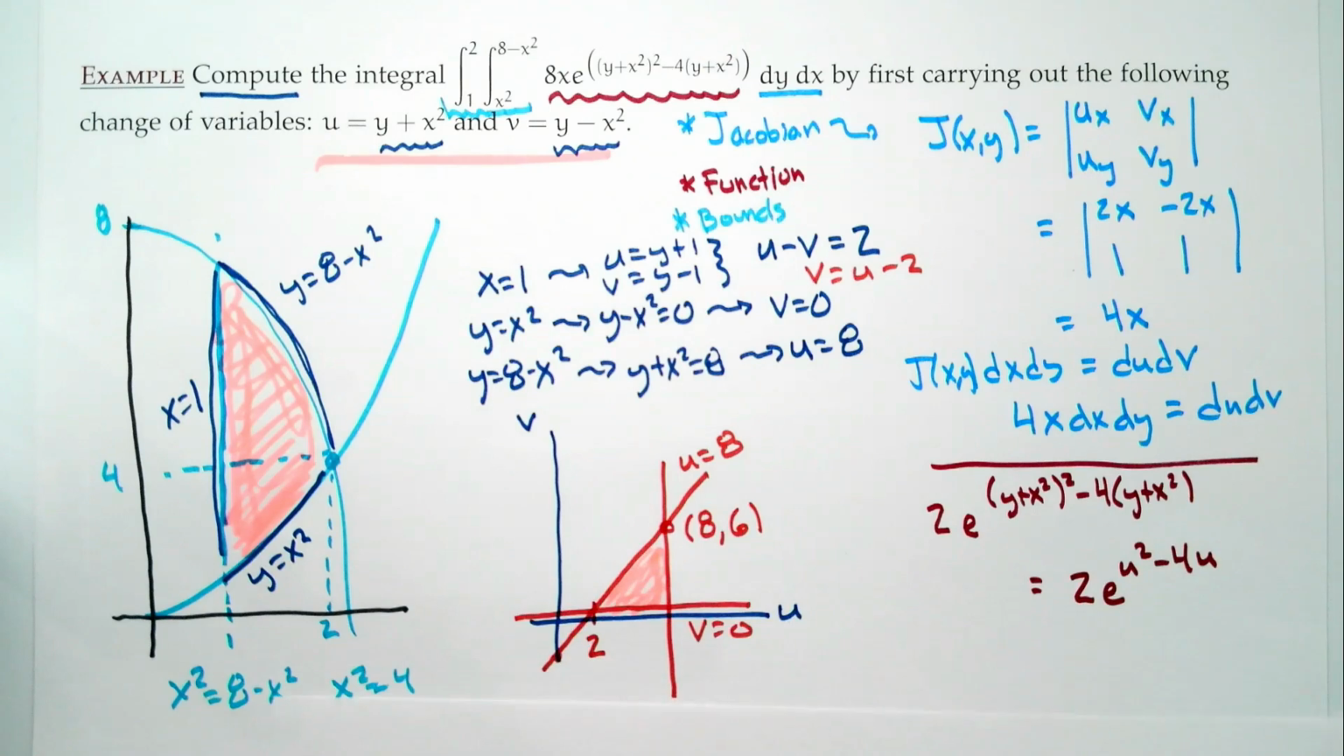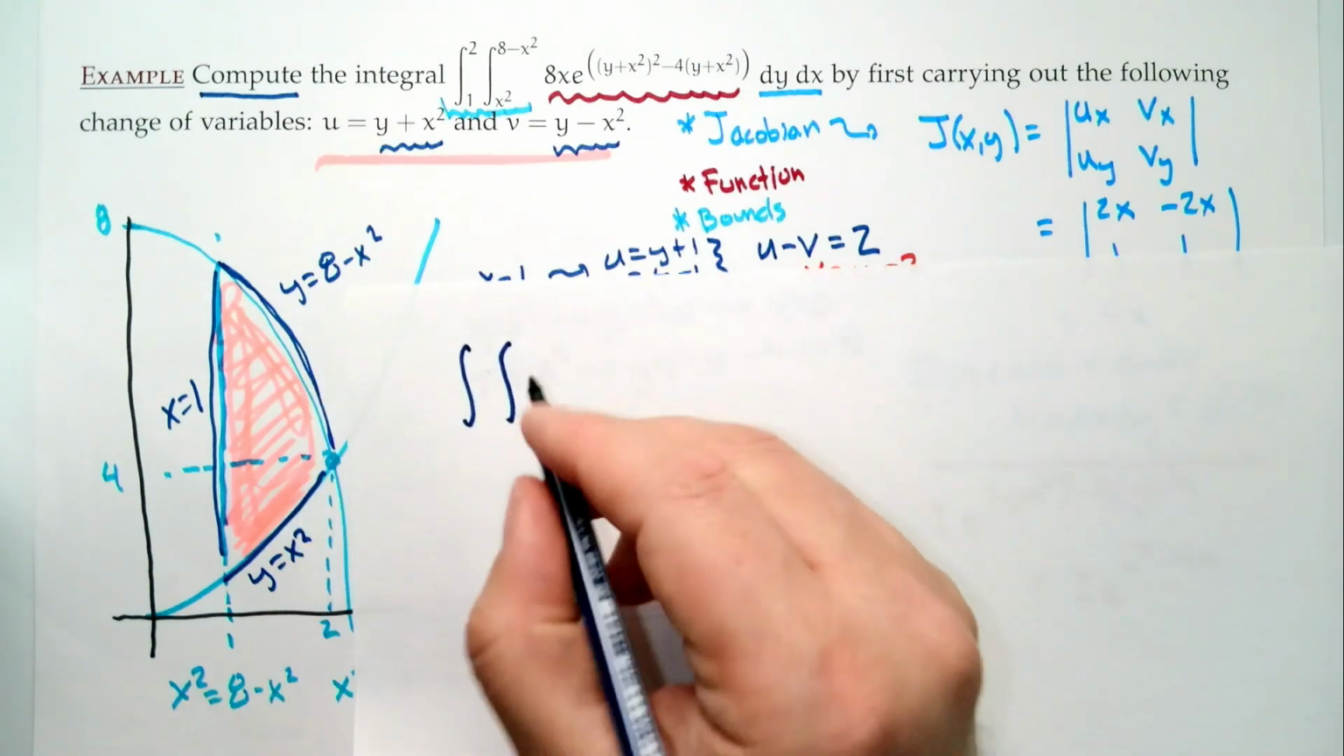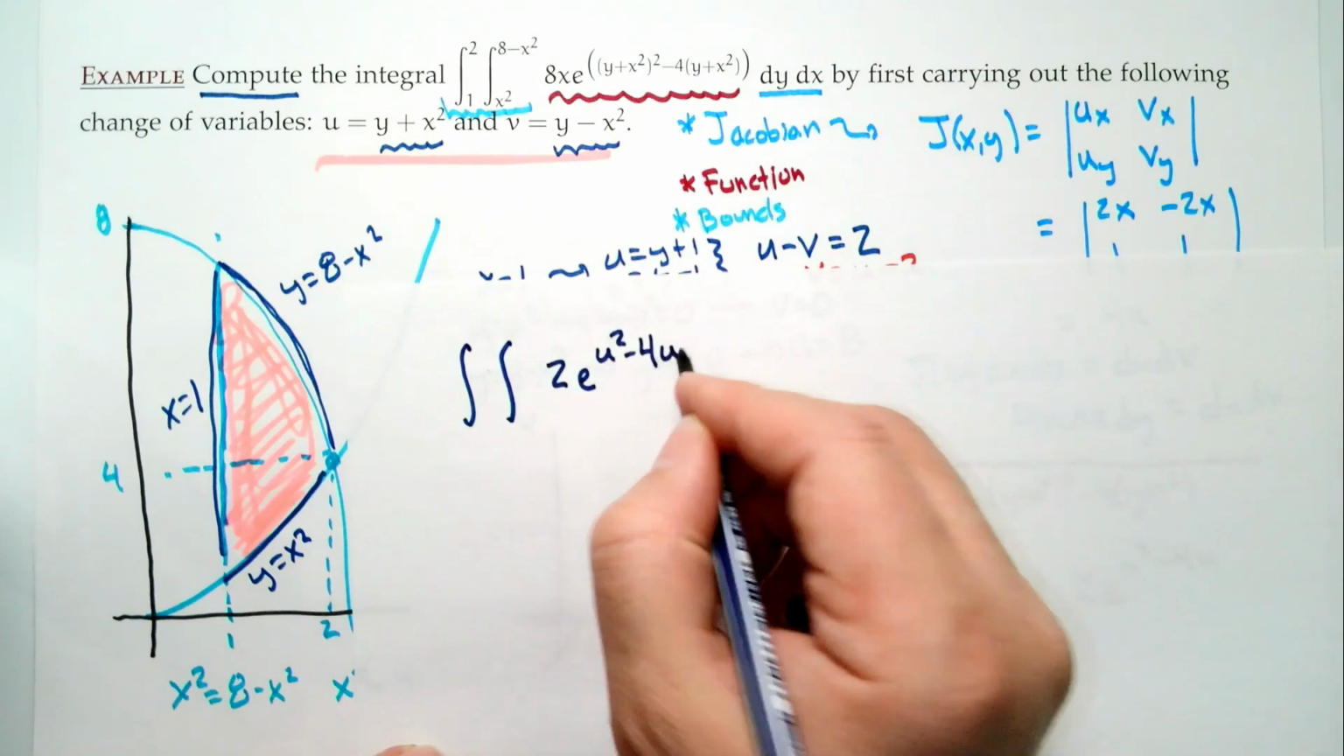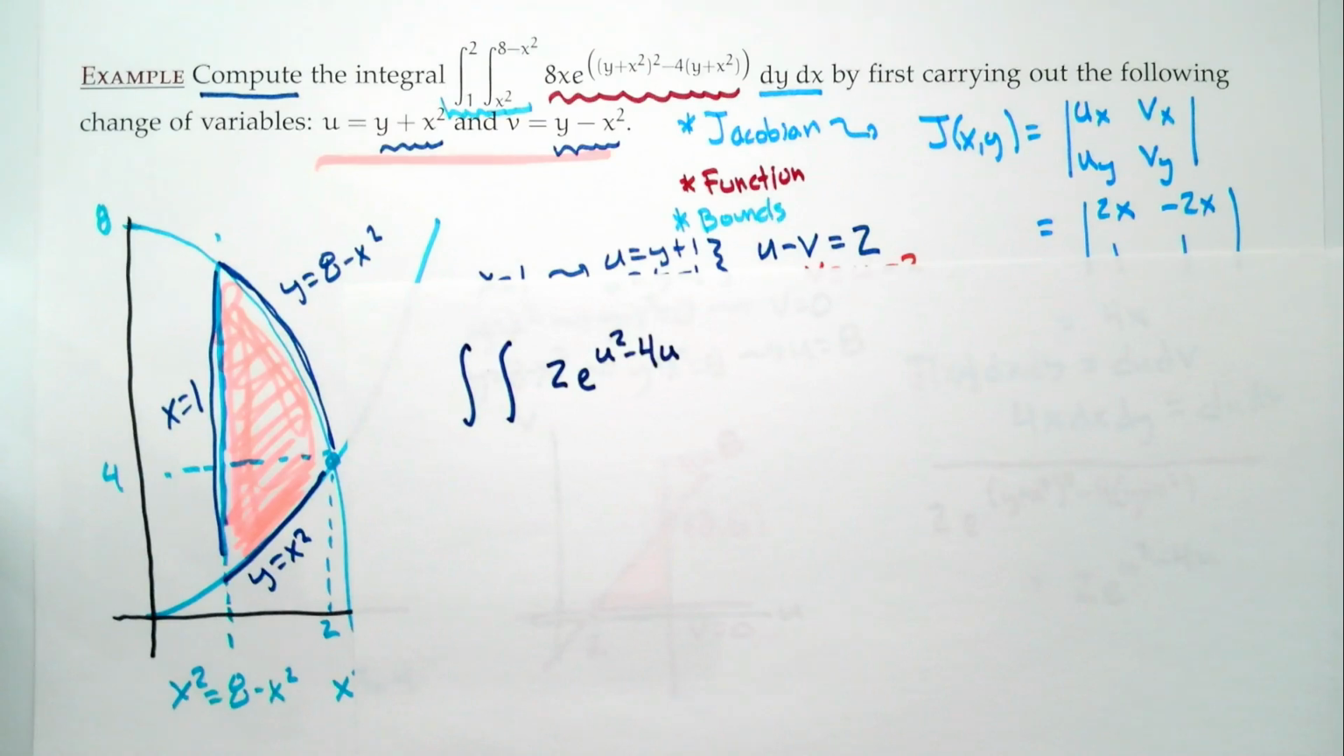We'll write down our function. Our function is 2e to the u squared minus 4u. Now, at this point, we're going to be integrating du dv.